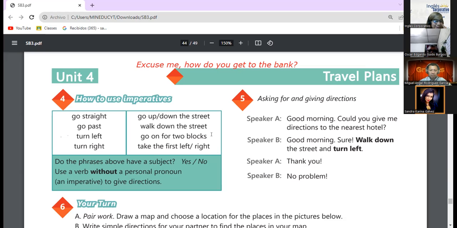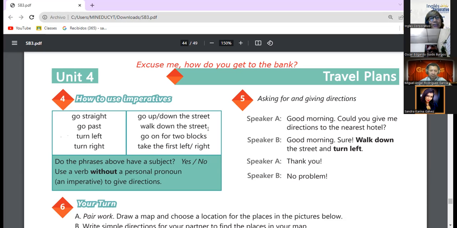Okay, si usted va a hacer que una persona camine tantos bloques, digamos, la dirección que usted anda dando está en el tercer bloque, no le va a decir que camine tres bloques, ¿verdad? Go on for three blocks, no, porque entonces se va a pasar el bloque. Tiene que decirle solo dos, pero como tiene que llegar a la esquina, le tiene que decir cross the street. Cruce la calle. Okay. Cross the street.